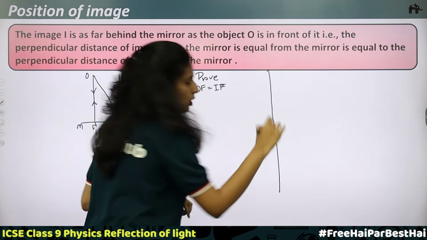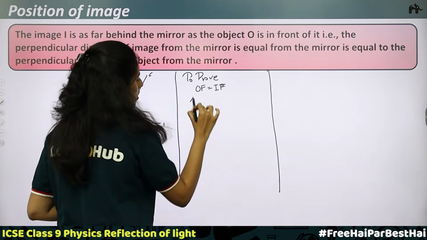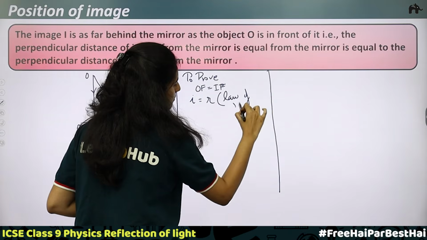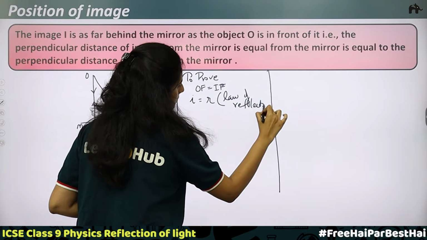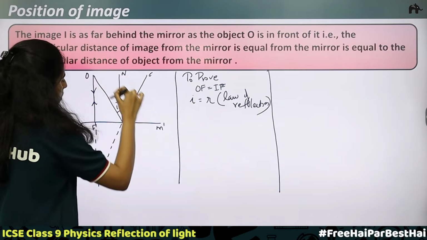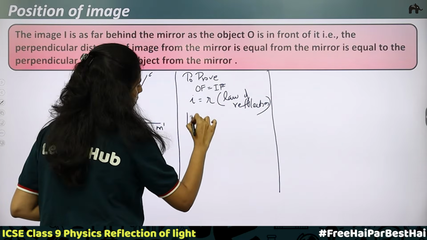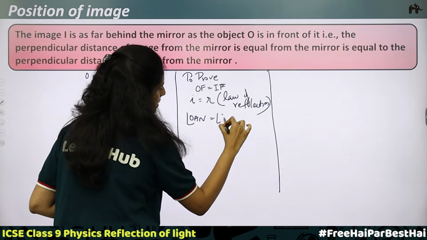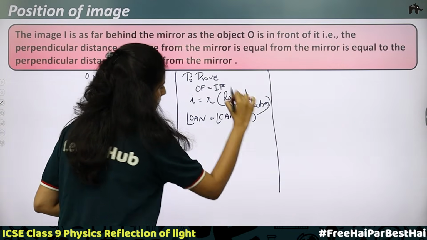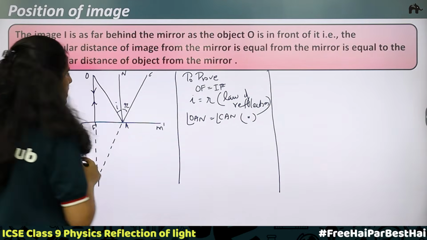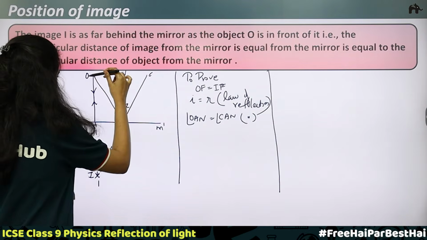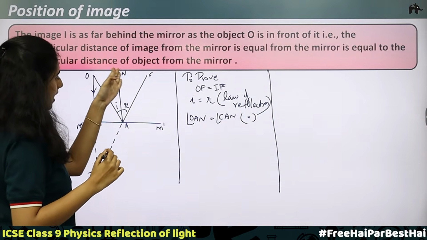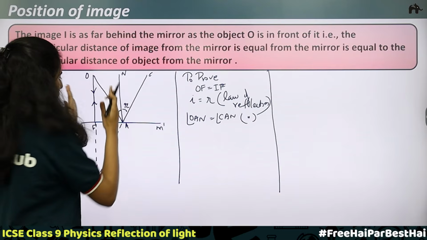Here, you can see that the angle of incidence is always equal to the angle of reflection. What is the reason? This is the first law of reflection. Which means angle OAN is equal to angle CAN. This is the reason. Next, you can see that AN and OF are parallel to each other. OI is a straight line, AN is a line, and they are parallel to each other.